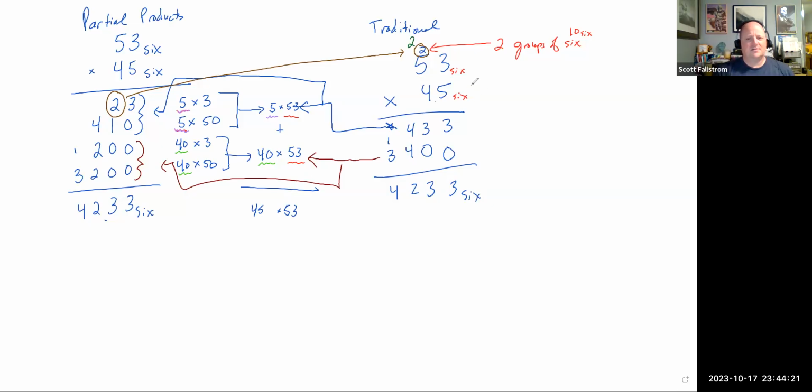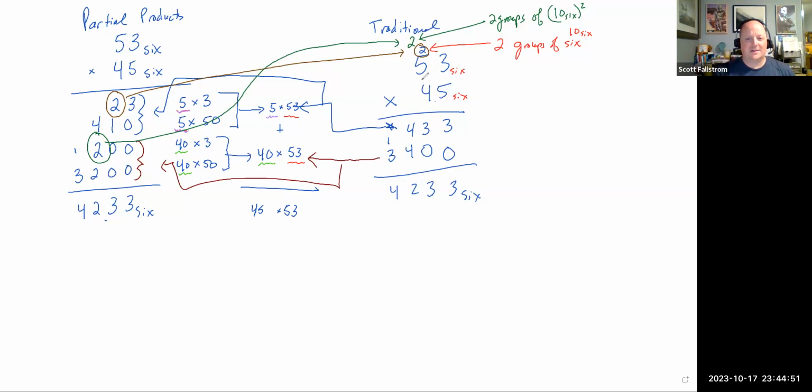So I think if you were to kind of explain what does this 2 represent, this 2 represents 2 groups. So think about where it came from. It came from over here, right? 2 groups of 6 times 6. So this would be the same thing as 10 base 6 squared. So 10 base 6 squared is what we're dealing with here.